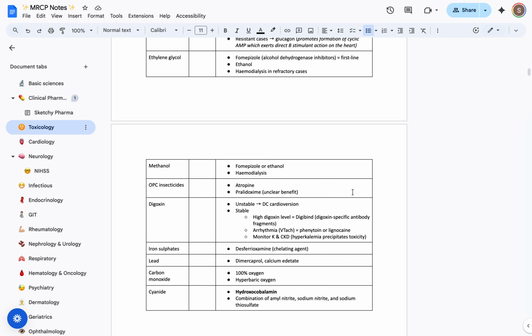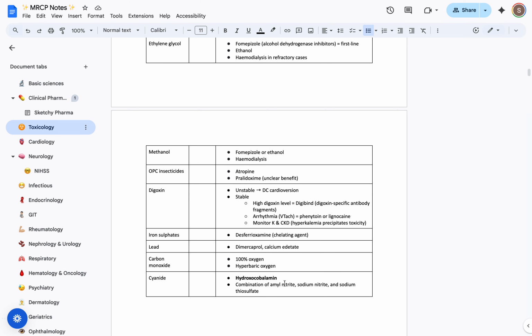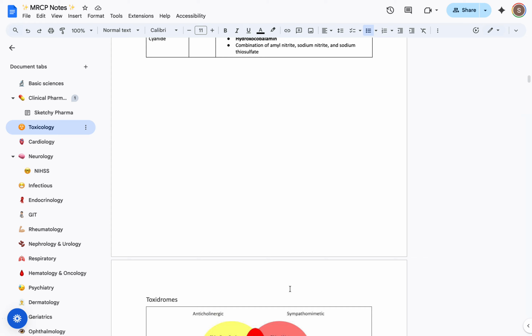Iron sulfate, you give desferoxamine as a chelating agent. Lead, you give dimercaprol and calcium edetate. Carbon monoxide, you give 100% oxygen, and if it's severe, hyperbaric oxygen. For cyanide poisoning, you give hydroxycobalamin. And you can give a combination of amyl nitrite, sodium nitrite, and sodium thiosulfate.